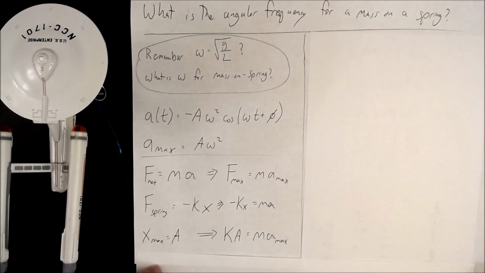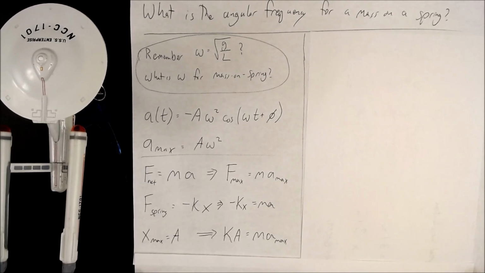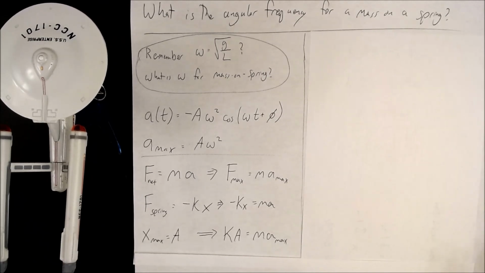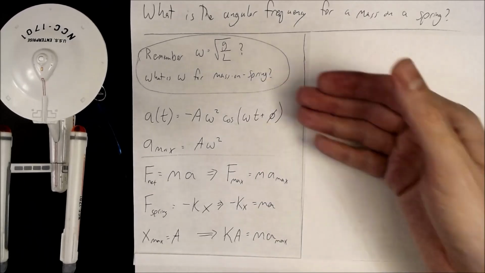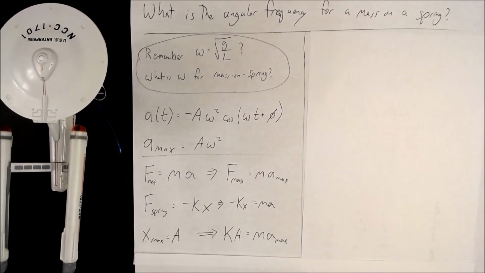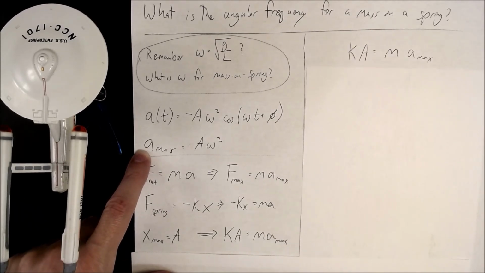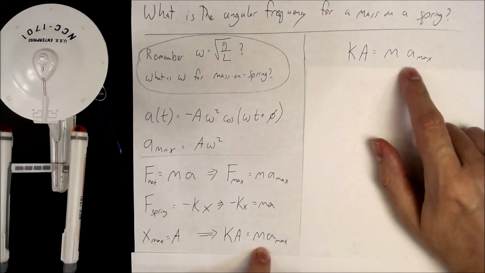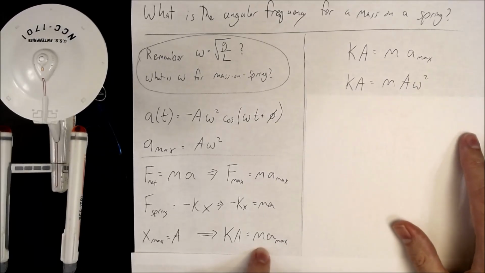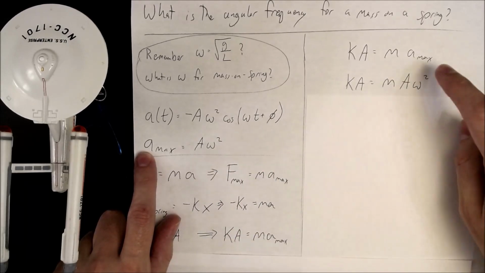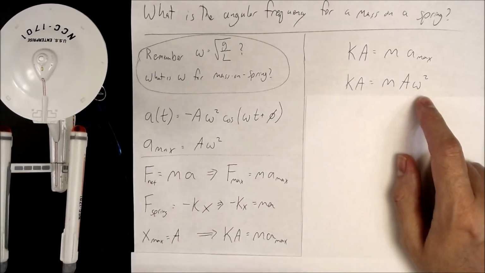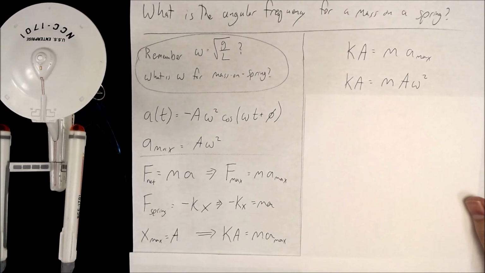Well, what can we do with that? This is one of those places that a physicist and an engineer in particular, anyone going into STEM, needs to get some experience in taking disparate equations that don't look like they should have much to do with each other and combining them together. And now we have these two that we can combine together. So I've got this kA is equal to m a max, and I can combine that with this equation. Replace the a max with A omega squared. Got that. Well, what can we do there?